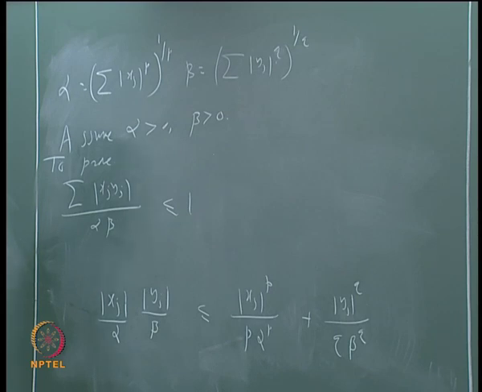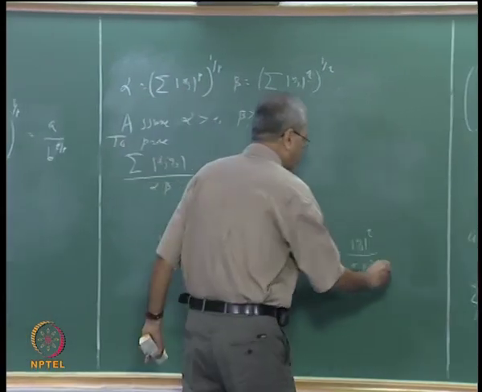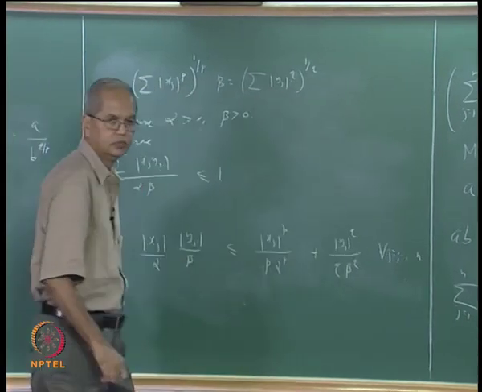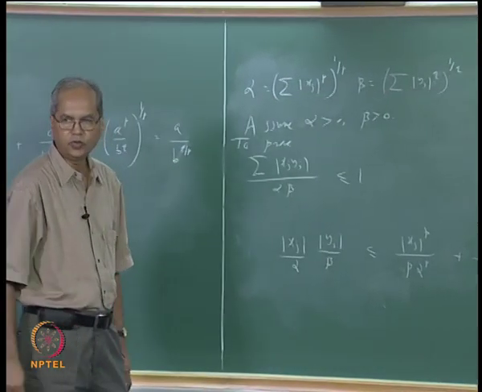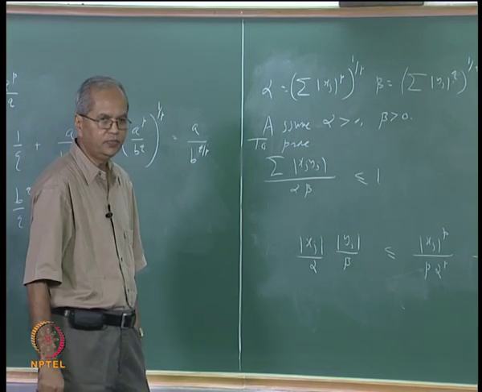This I can do for each j. So this is true for all j going from 1 to n. And then take the sum.